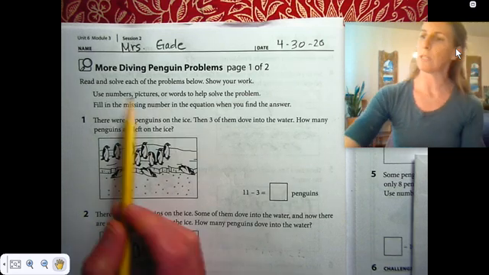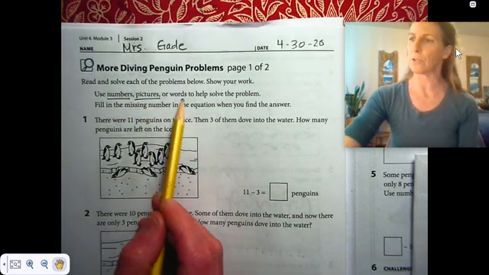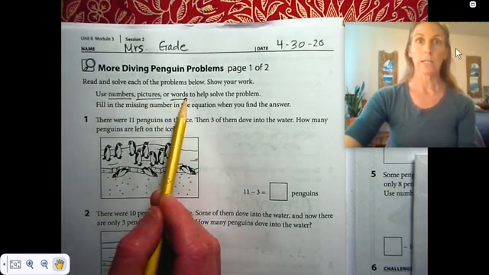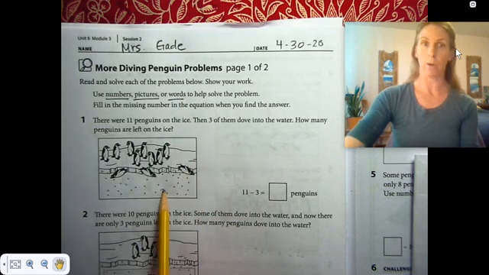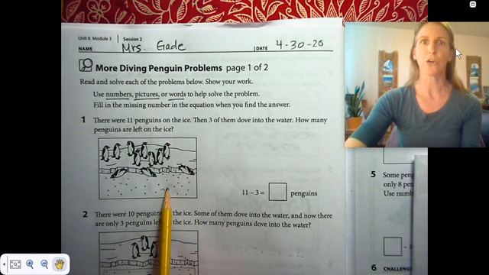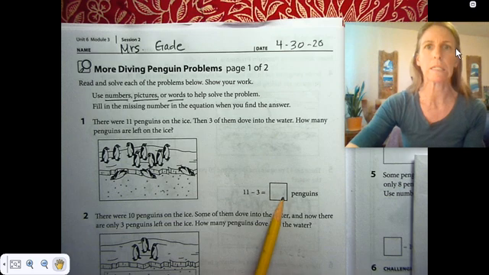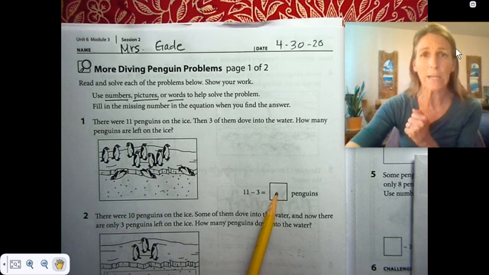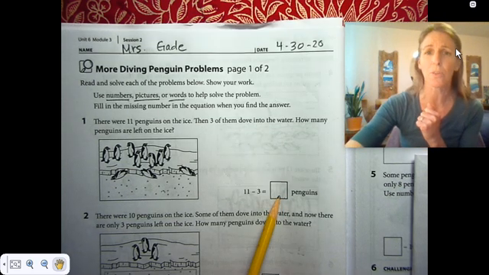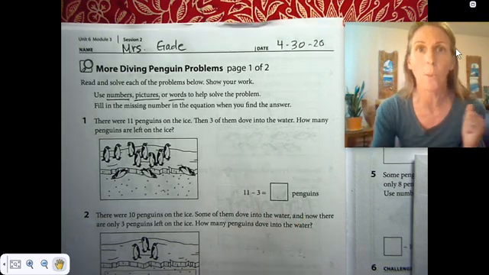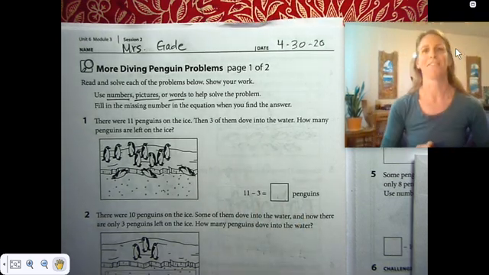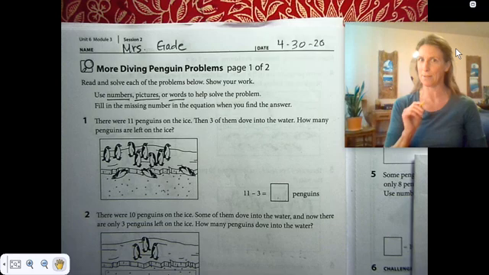Here we go. And just like yesterday, numbers, pictures, and words need to be used to solve these problems. Make sure you're showing your work. We can't give you all the points if you just show the answer. You always show your work in math.